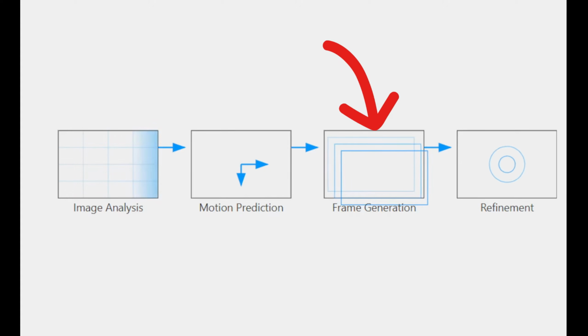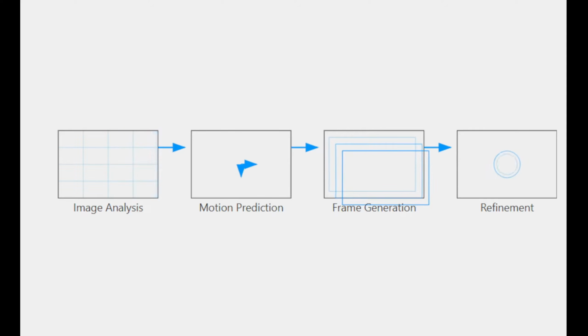With the motion plan in place, the AI starts generating new frames to bring the image to life. This involves techniques like interpolation, creating frames in between existing ones, and extrapolation, extending the motion beyond the original image.